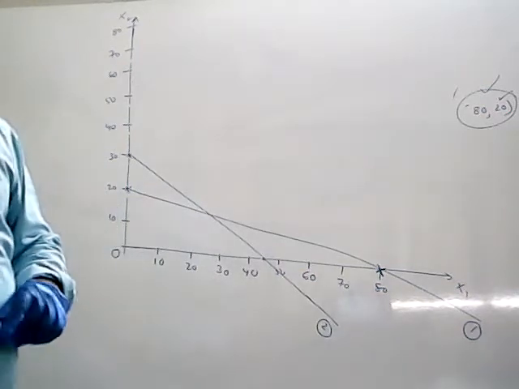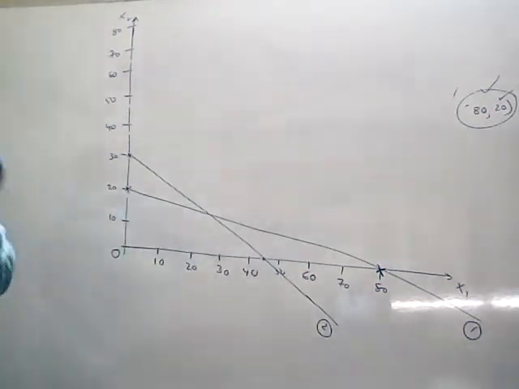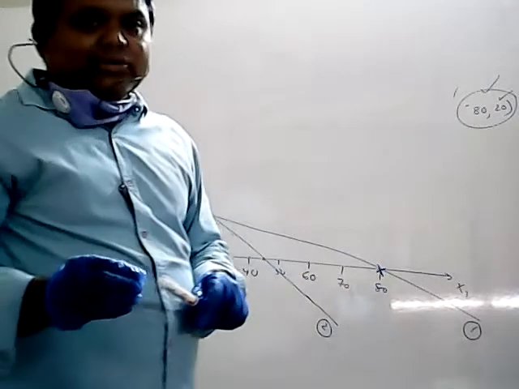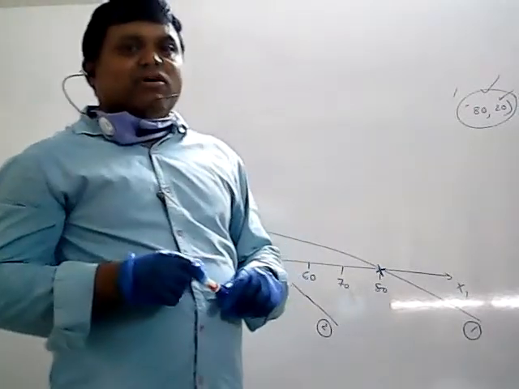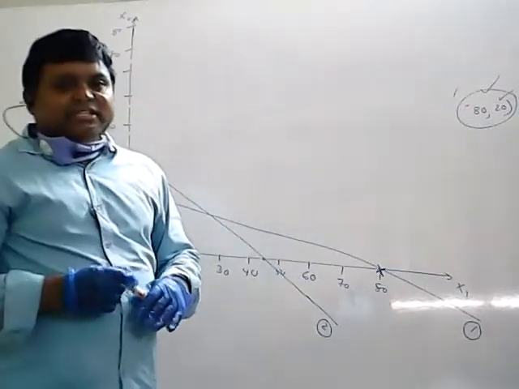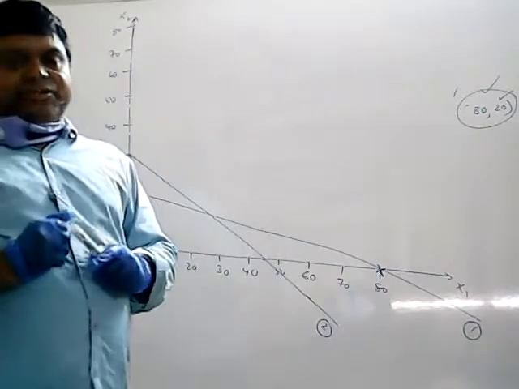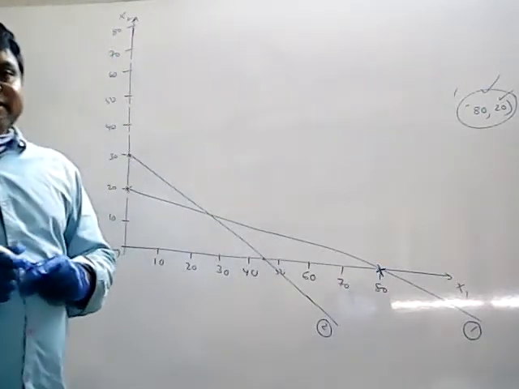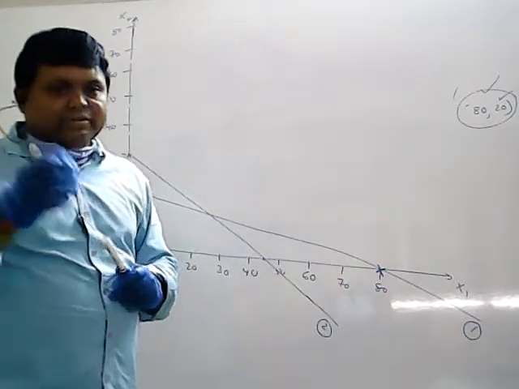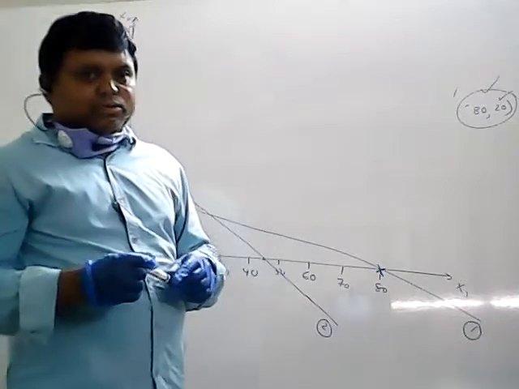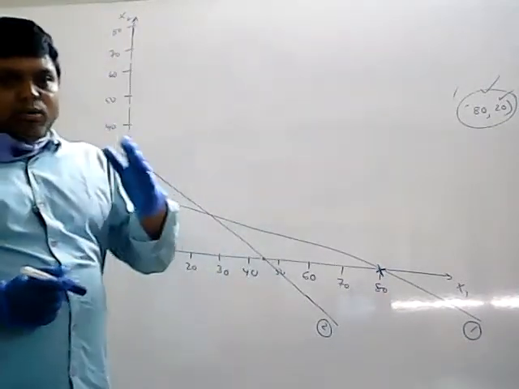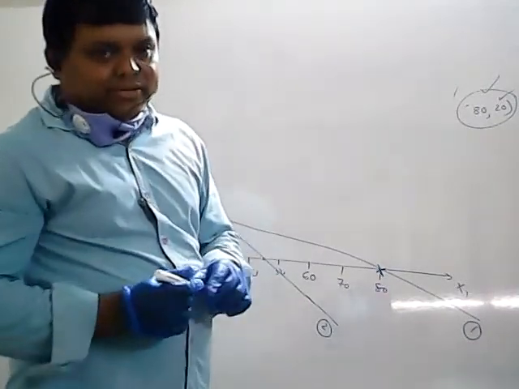Next, step number 3. The most important steps are step number 2 and step number 3. Step number 3 is to identify the feasible region, also known as the common region. How to identify the feasible region or common region? I have given the procedure to you; just go through it, and I will tell you.